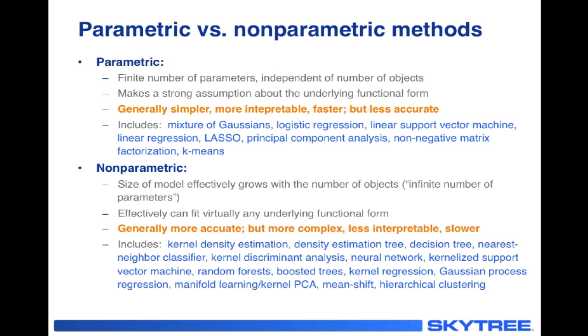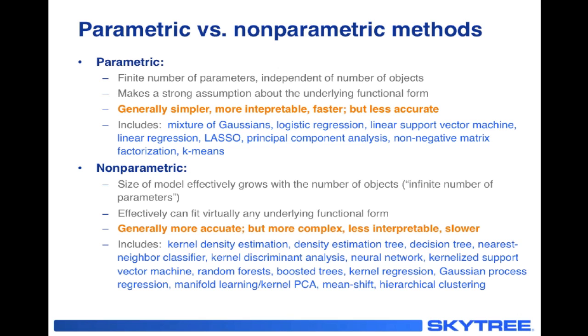So, for example, in a linear model, there are D parameters, where D is the number of columns. And that's it. It doesn't matter what N is, the number of rows. There are always D parameters. Okay, so these are generally simpler, more interpretable, and they're faster. So there are good reasons to use parametric methods, depending on your goals.